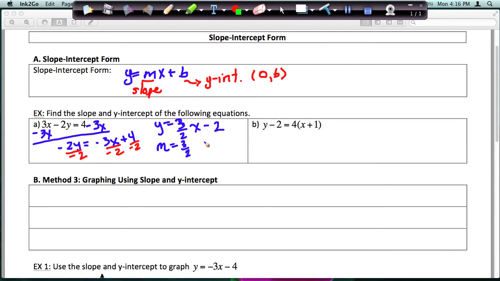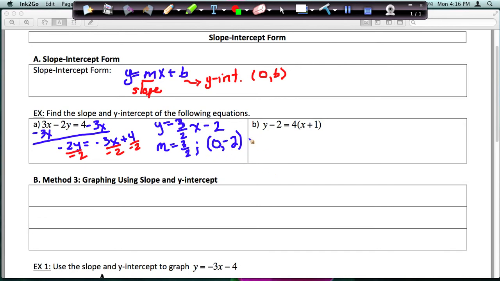And your y-intercept is this number by itself, and you have to take the sign, so it's a negative 2. So remember, you have to write this as a point. So x is 0 for the y-intercept, and then my y value is negative 2. So I have found both my slope and my y-intercept.